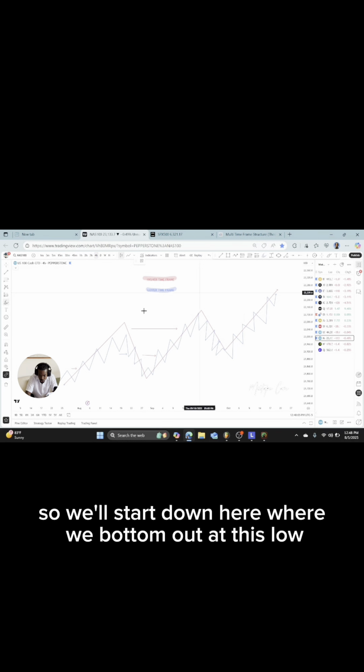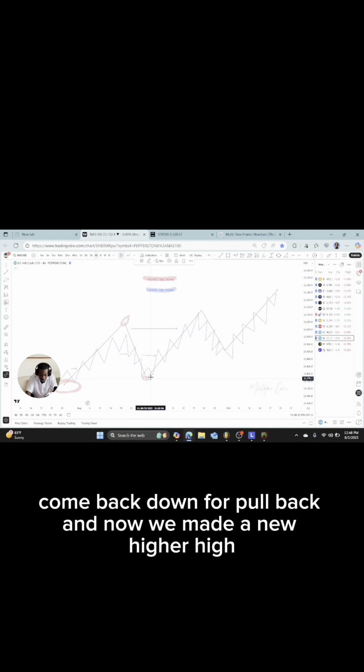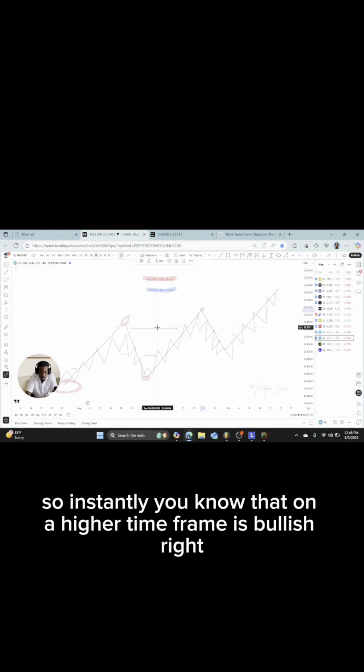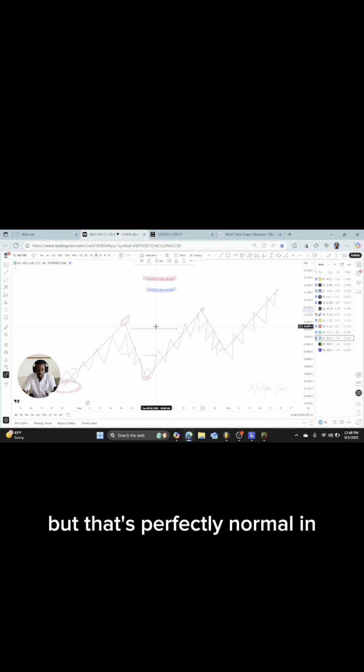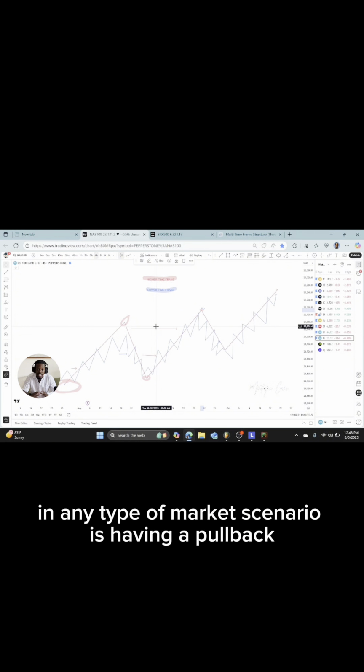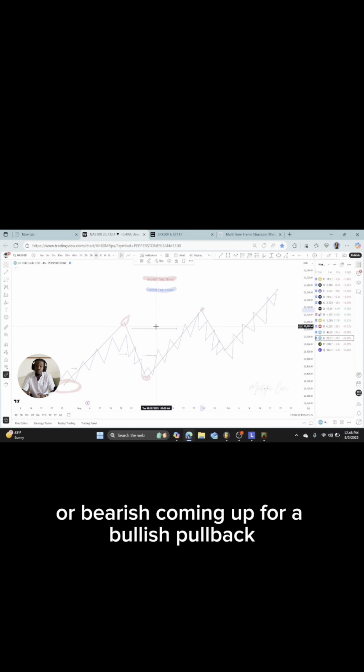So we'll start down here where we bottom out at this low and we go up and we make a high. All right, cool. Come back down for a pullback, and now we made a new higher high. So instantly you know that on a higher time frame it is bullish, right? But on a lower time frame, there will be times when it's bearish. But that's perfectly normal in any type of market scenario, having a pullback, whether you're bullish coming down for a bearish pullback or bearish coming up for a bullish pullback.